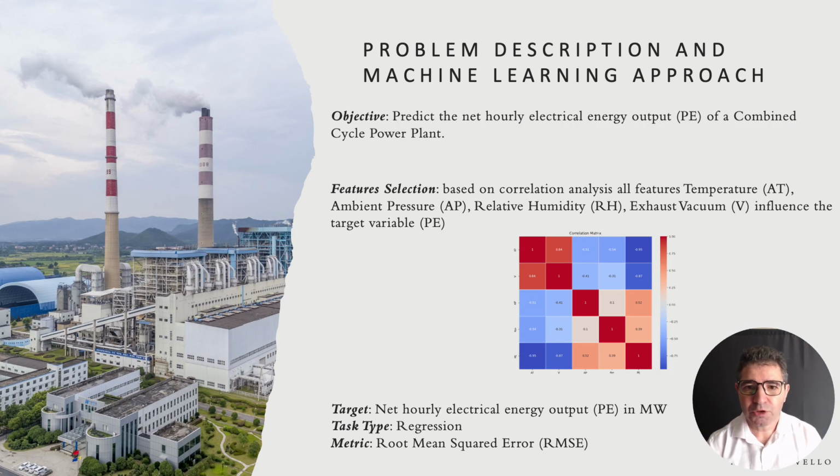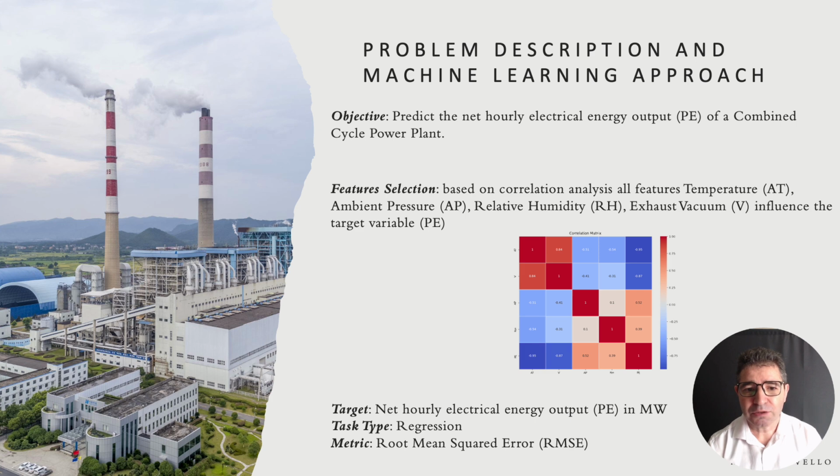The objective of this project is to predict the net hourly electrical energy output, or PE, of a combined cycle power plant. We have a dataset containing 9,568 hourly average ambient environmental readings. The features in this dataset include temperature, ambient pressure, relative humidity, and exhaust vacuum. The target variable we want to predict is the net hourly electrical energy output in megawatts.